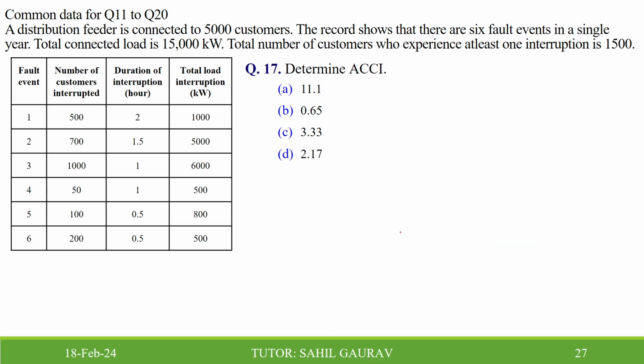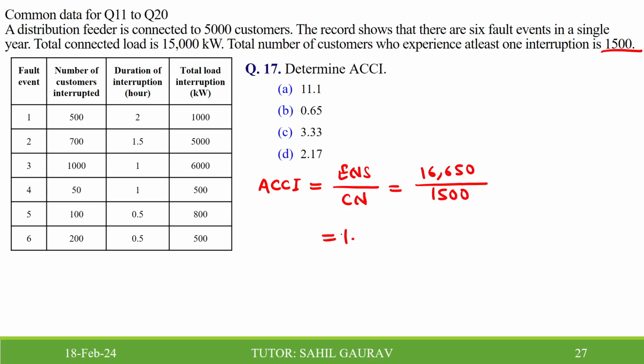Now question 17. ACCI, that is with respect to CN, the total number of customers interrupted. ACCI is ENS divided by CN. ENS we have computed, that is 16,650 kilowatt hour, and CN is 1500. So it will give you 11.1 kilowatt hour per customer interrupted. Therefore A is the correct answer.